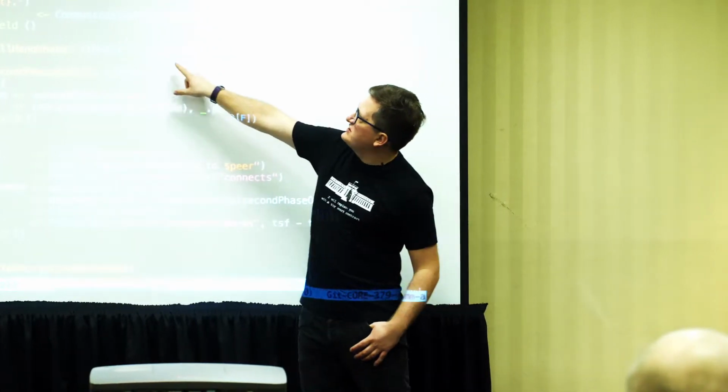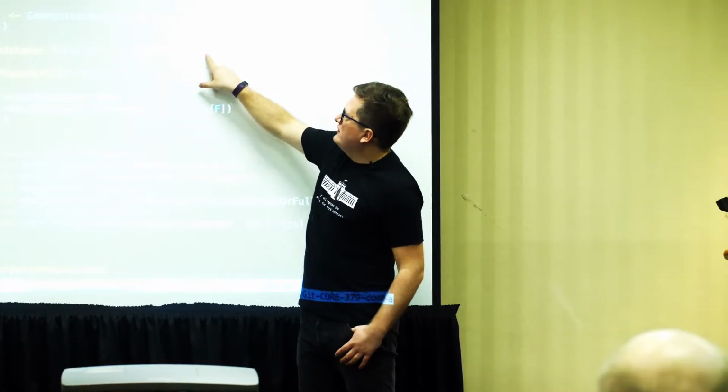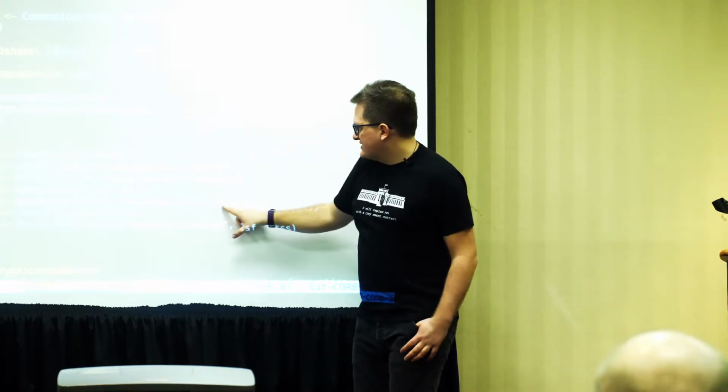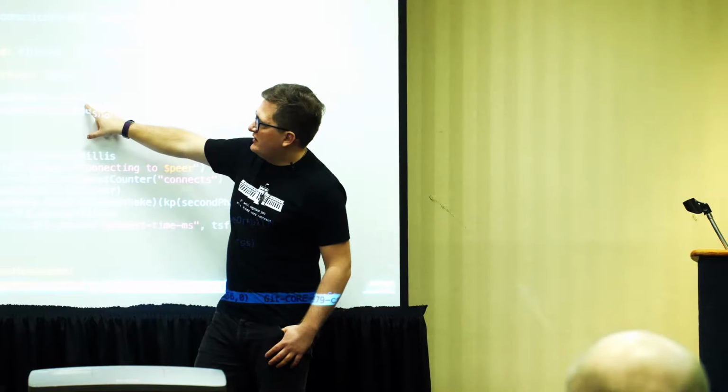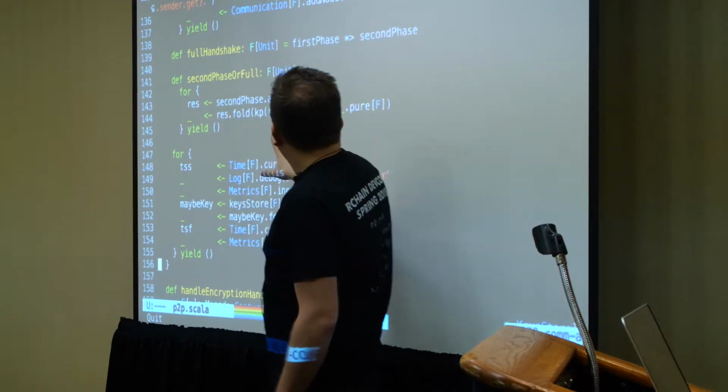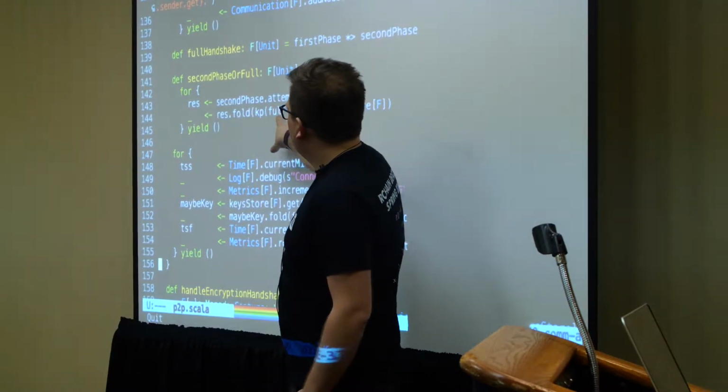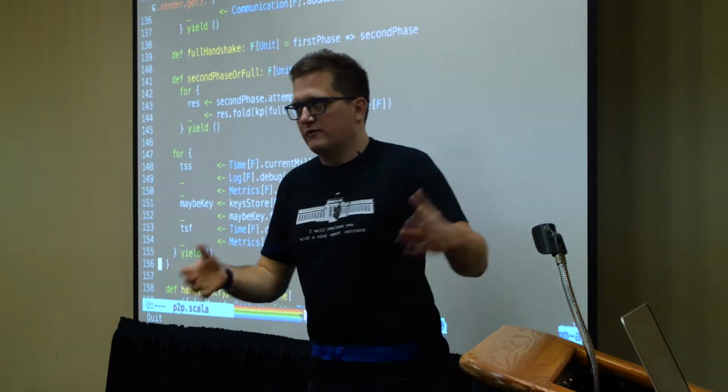So full handshake is just the first phase followed by the second phase, while this second phase or full is just the second phase with an attempt. If the attempt was successful, then we're good. If it wasn't, then we have to go through the full handshake protocol. And that's what it is. Does it make sense? Cool, because it's Scala code, and Scala is ugly. All right, so we're done with that.